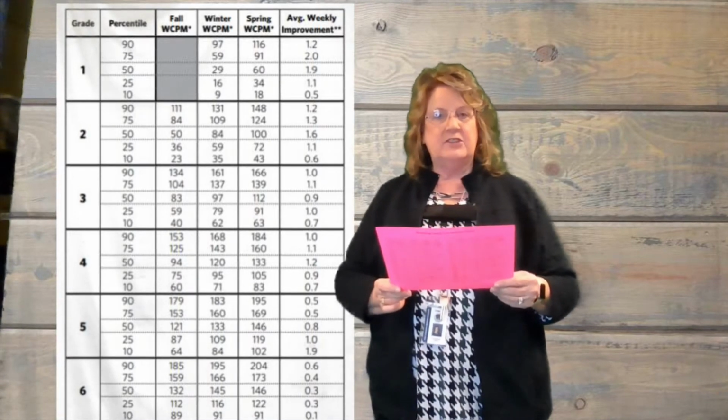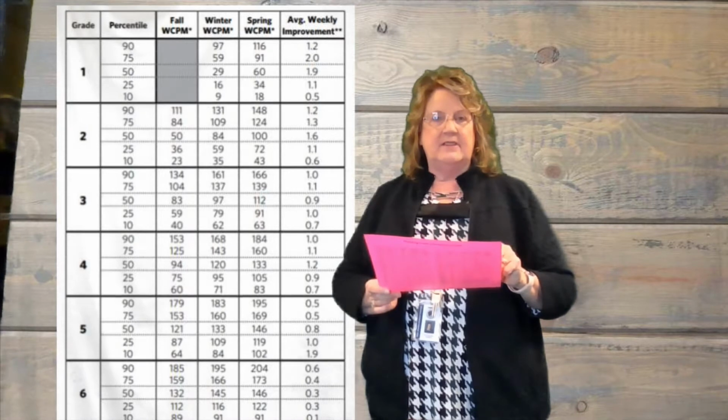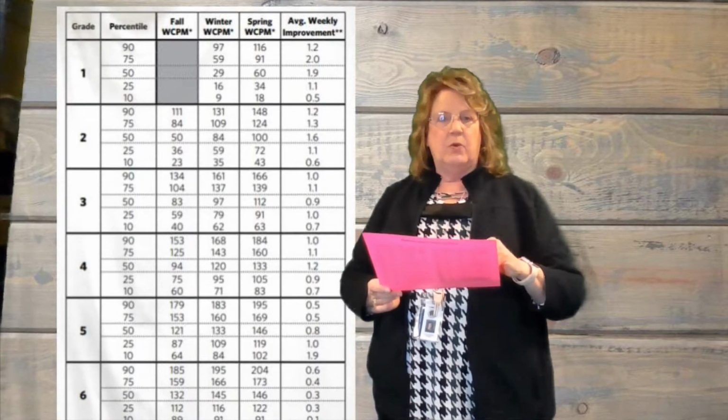So how do you put this chart to work at home? This is what we would recommend. As you begin to read with your child, the first thing you do each time you begin to read is ask them, please do a 1-minute cold read for me. The difference between a cold read and a warm read is that a cold read means that the child has never seen the text before. It's the first time they've read it.